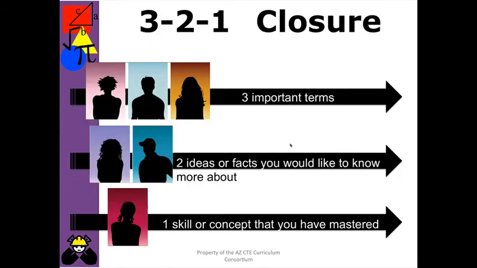All right, here's your closure. On your note takers, put down 3 important terms that you need to know about adding or subtracting matrices. 2 ideas or facts you would like to know more about, and 1 skill or concept that you have mastered. And I'll meet you back here for the next construction math video.